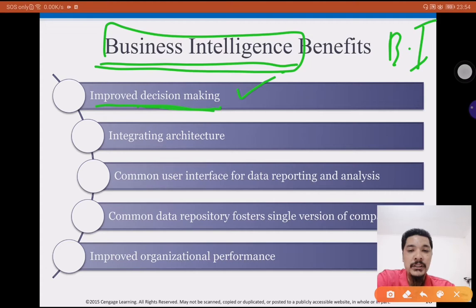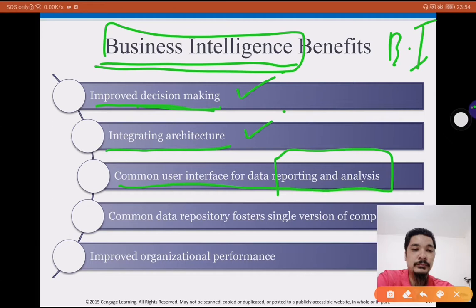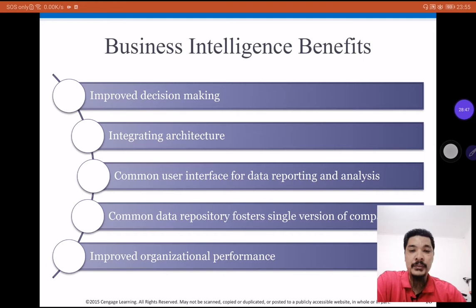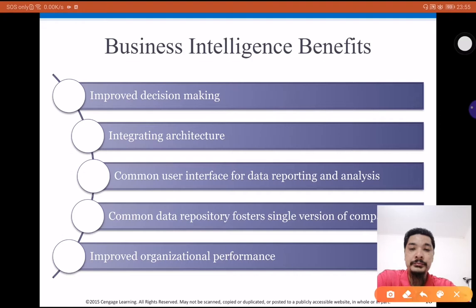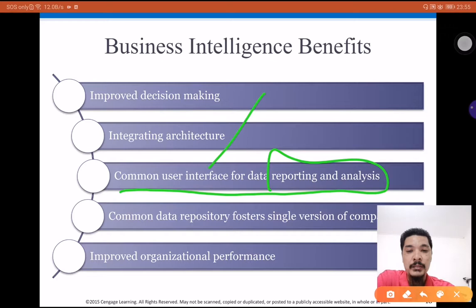Okay, so number two is integrating architecture. We need to integrate all the architecture. Okay, Kementerian Kesihatan, clinics, hospitals, and also maybe swasta, private hospitals, private clinics, and so on. So they need to integrate all this architecture to make decision making. Okay, number three is we can use a common user interface for data reporting and also analysis. Because why is it common? Because everything is integrated. Okay, so kita dah integrate, kita dah gabungkan, so we can have a common user interface.